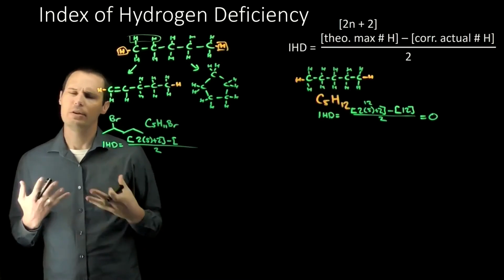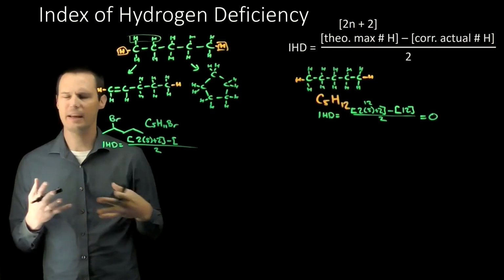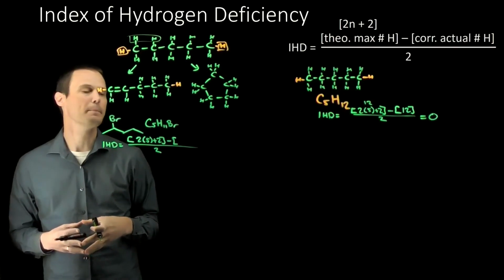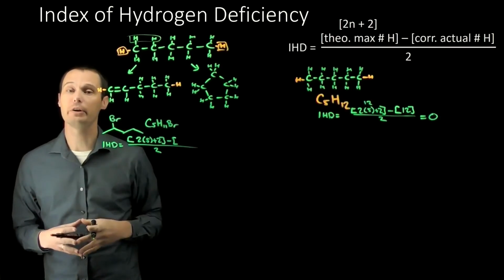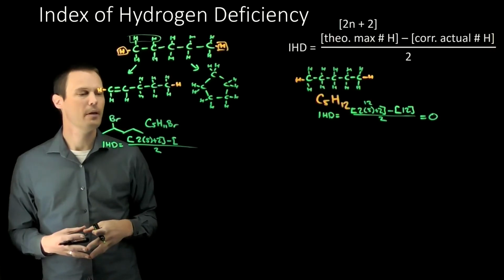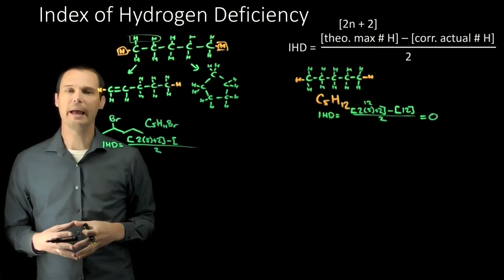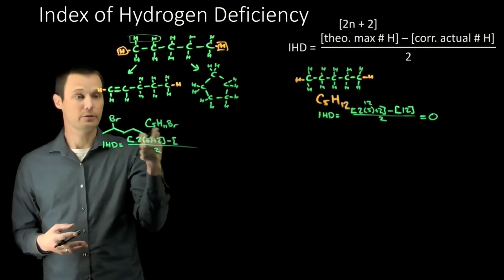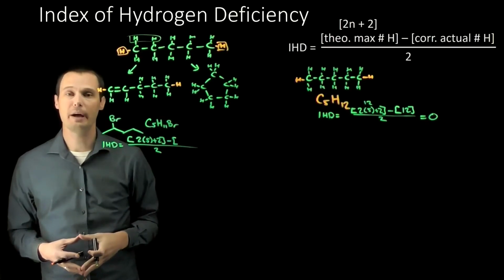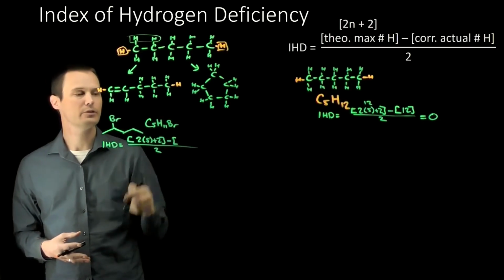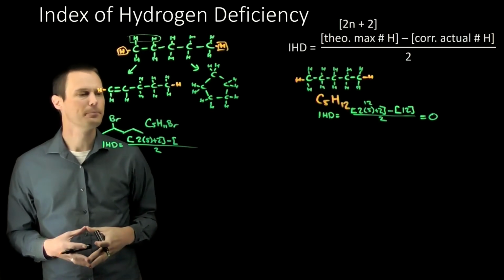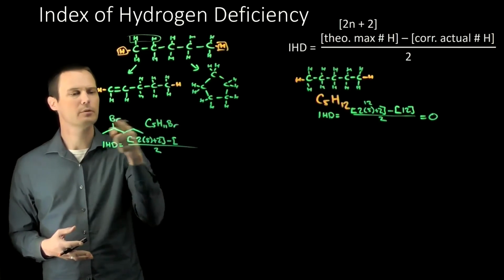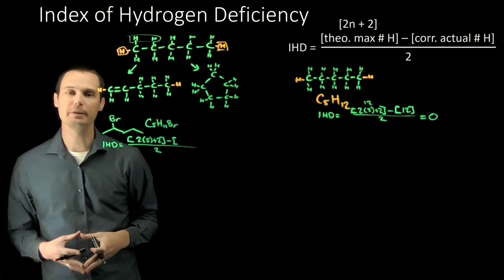You can't have half a degree of unsaturation. You can't have a fractional index of hydrogen deficiency. If you go through your formula and you end up with a fraction, that means you've done something wrong in your calculation and you should go back and check your work. That's why we need to correct the actual number of hydrogens. I know what the answer should be. The answer should be 0. This molecule has no pi bonds and no rings, but if I just use 11 hydrogens, then I get 1/2 as my answer, and that can't be. So I need to correct the actual number of hydrogens to account for the fact that this bromine is here.